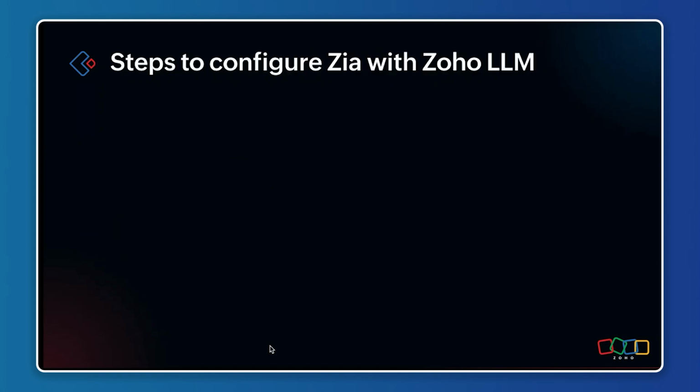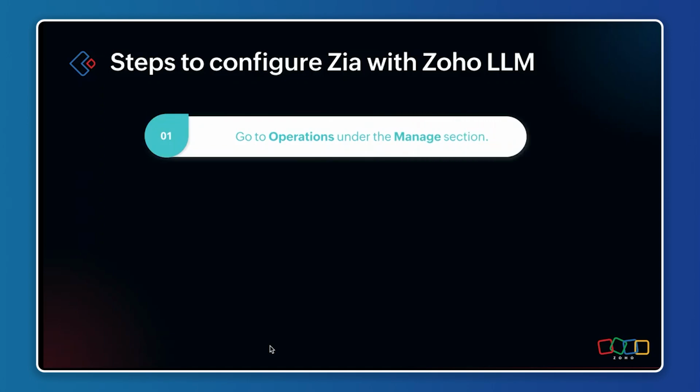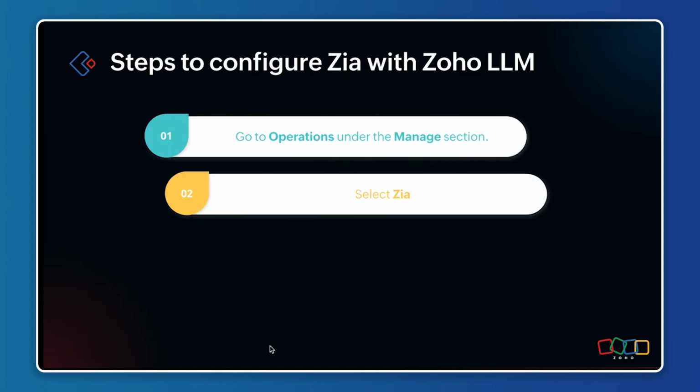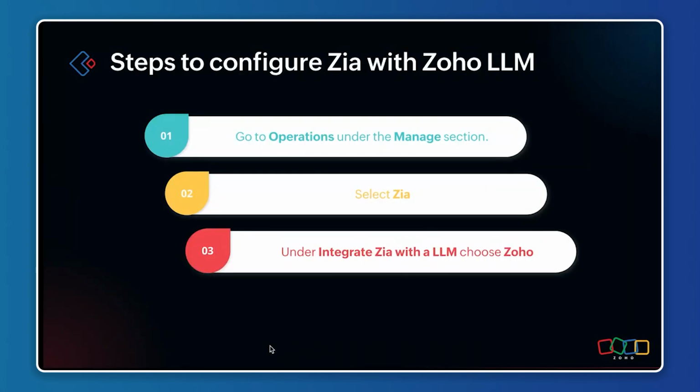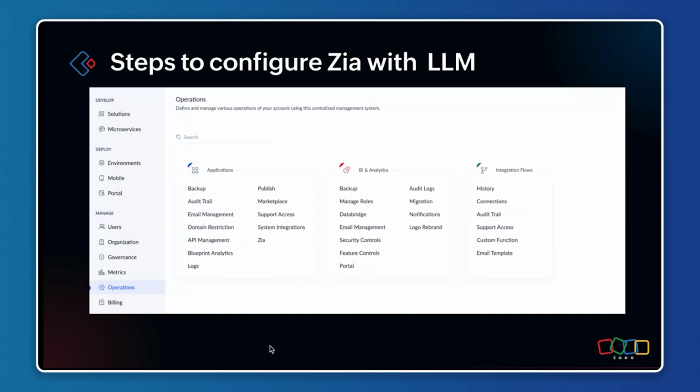So what are the steps to configure Zia with Zoho's LLM? Go to Operations under Manage section, and then there is an option called Zia. Under Integrate Zia with LLM, choose Zoho. While taking the live demonstration, I'll navigate through these options and show you how it can be achieved. So here are a few of the screenshots.